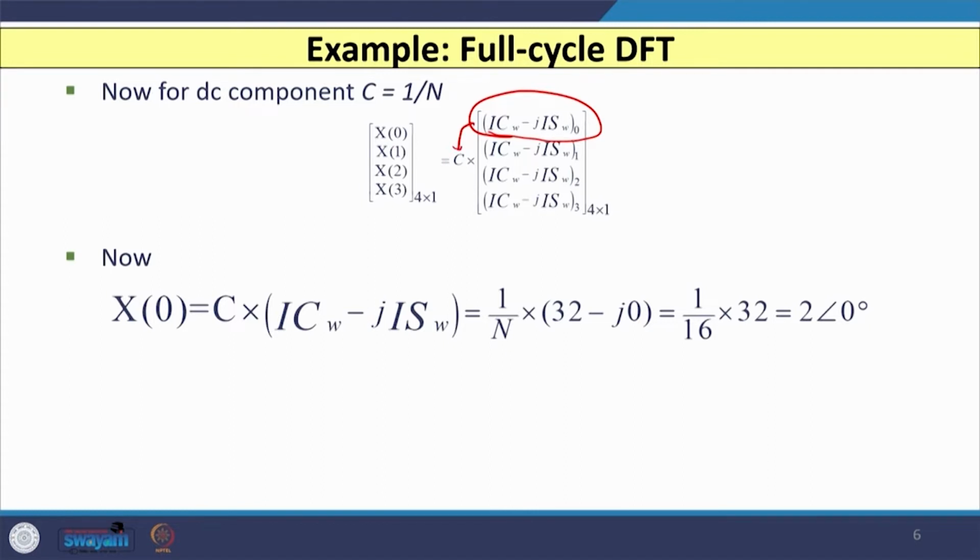We have discussed that when we have the DC value, the value of C is given by 1 by N. So, X_0, that is the phasor value of the DC term, is C into (I_cw minus j I_sw). So, C is 1 by N into what we have already obtained, 32 minus j 0, where this is your I_cw and this is your I_sw. So, you will have the final value 2 angle 0.